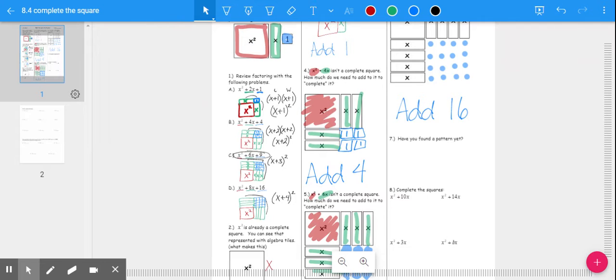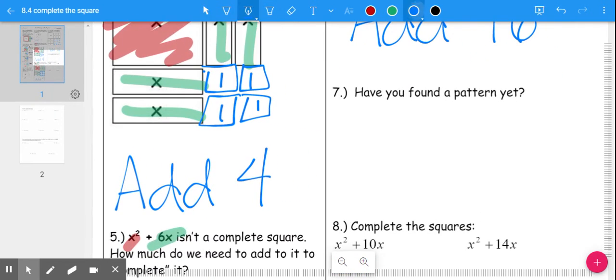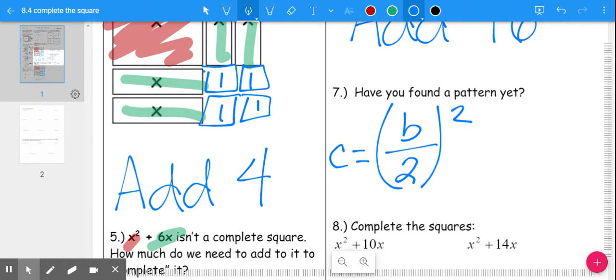So on the pattern, in class we actually had this discussion about what the pattern was, but somebody noticed that we had to add half of the b value. So we do b divided by 2 and then square it. And that gives you your c value, the c value you want for a perfect square.